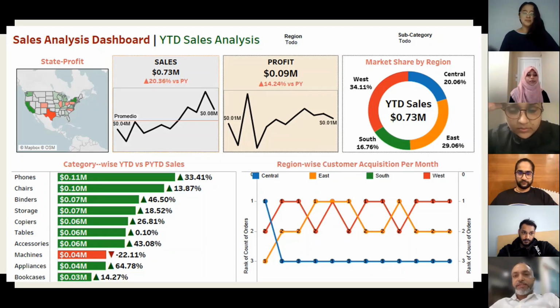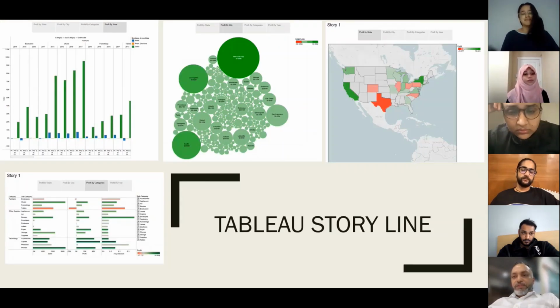Similarly, if you compare category-wise year-to-date sales versus previous year, we could see that phones are the top, the number one in the sales. They are increasing every year by 33.41%. So yeah, these are the different dashboards. Now I will hand it over to my colleague.